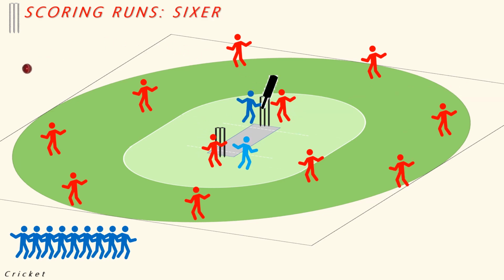A 6, or sixer, is hit by the batsman when the ball flies across the boundary without bouncing inside the playing area. The batsman who hit the sixer is credited with 6 runs. Unlike baseball, the batsman does not have to run across the pitch 6 times to get the 6 runs.